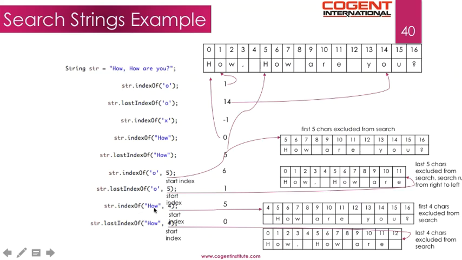str.indexOf("how", 4). So the first 4 characters are skipped and the search begins from the character at index 4. So this will return the first occurrence of how. In this case, it starts at index 5. str.lastIndexOf("how", 4). The last 4 characters are excluded from the search. So it will return the last occurrence of substring how in this string object, which will be 0 because the search begins from right to left.